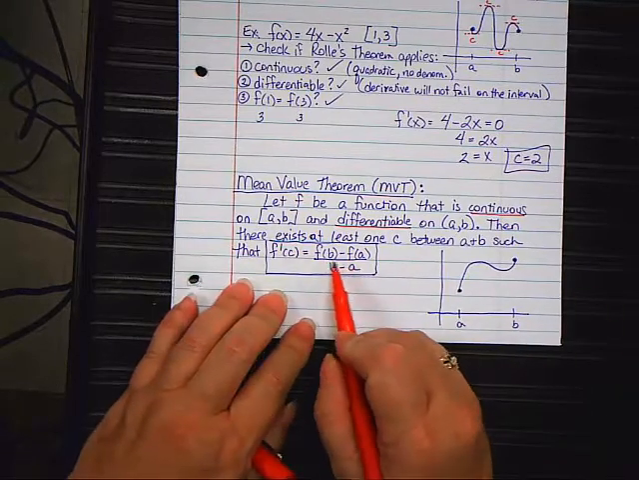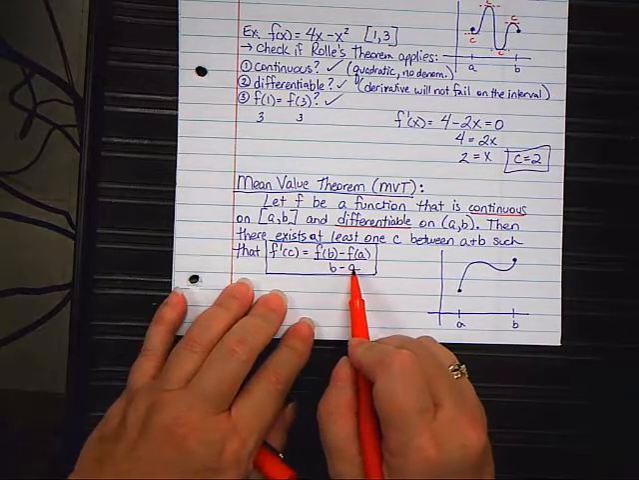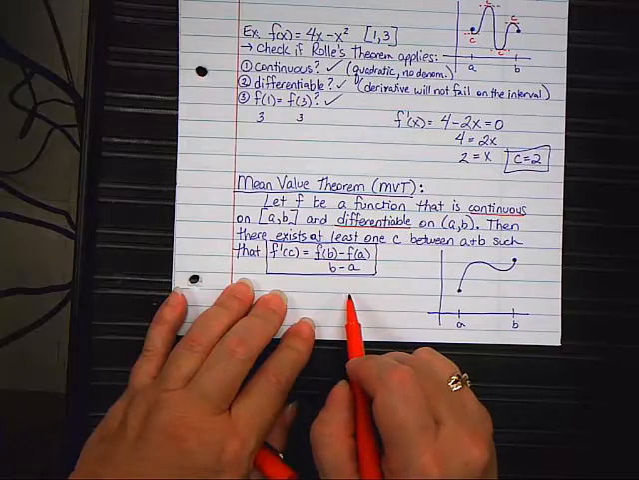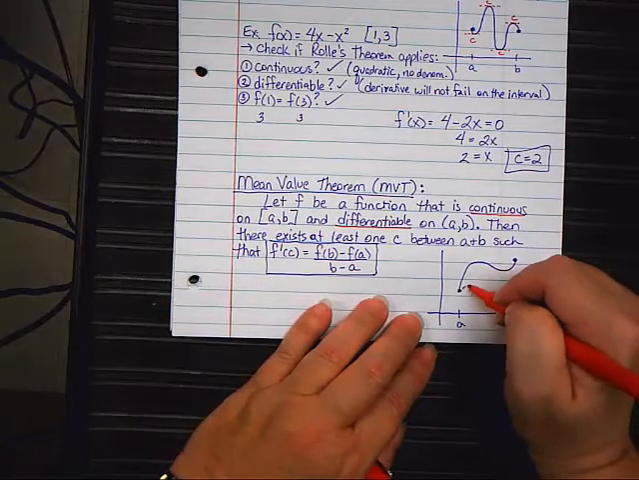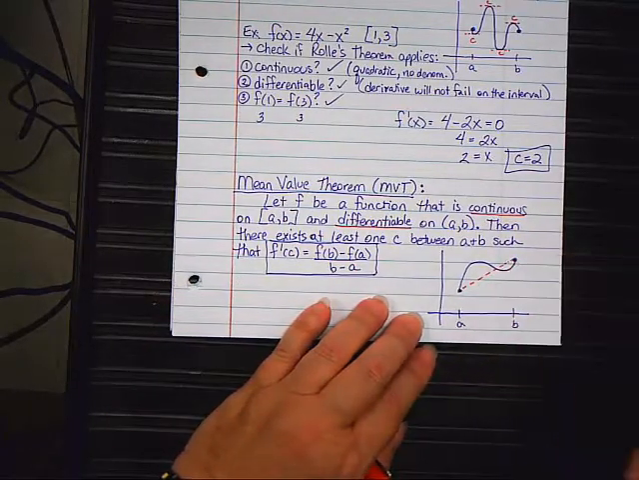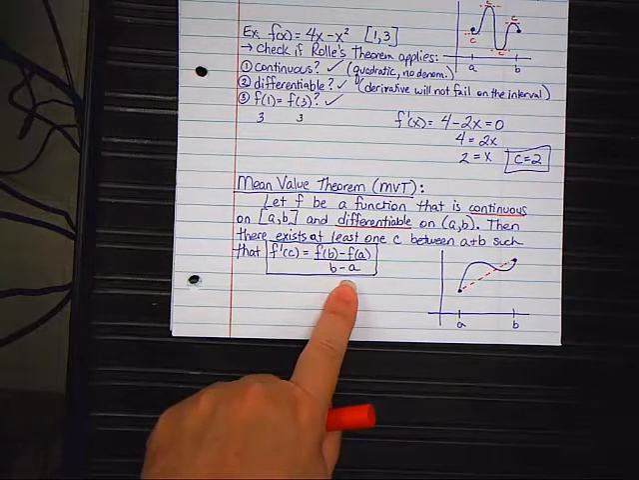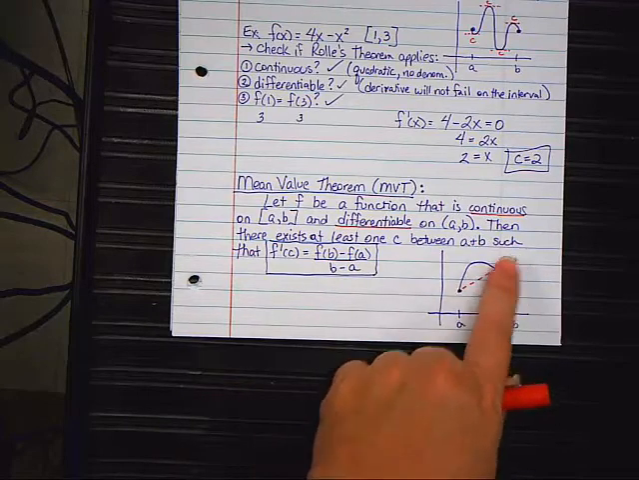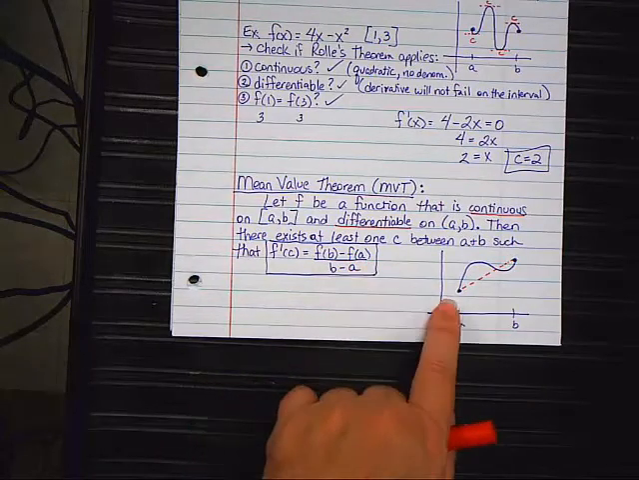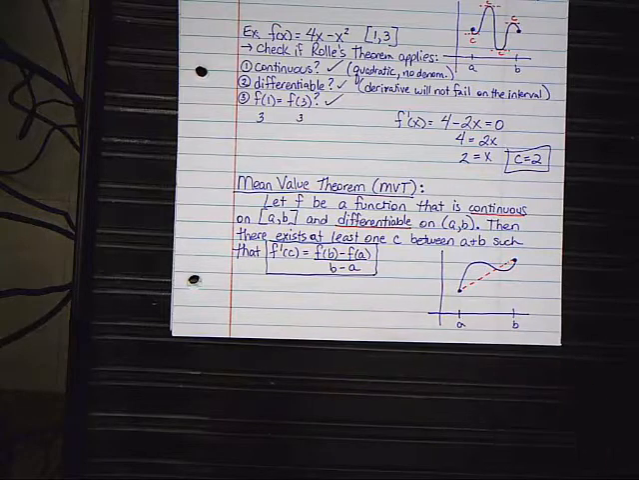Because this right here is like y2 minus y1 over x2 minus x1. Does that make sense? So draw in a dotted line that connects A and B. That's what the right side of the equation is talking about. It's talking about the slope of that line, because it's average rate of change. y2 is f of b minus y1 is f of a, over b minus a. That's slope. Basic vanilla slope. Okay?